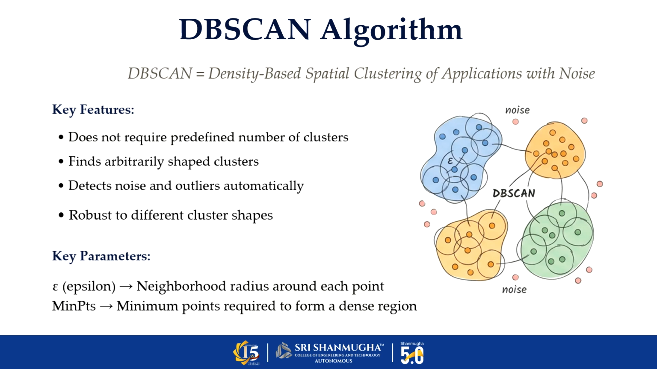Repeat for all unvisited points. So what are the key features? It does not require a predefined number of clusters. It finds arbitrary shaped clusters, and it detects noise and outliers automatically. Robust to different cluster shapes and densities.